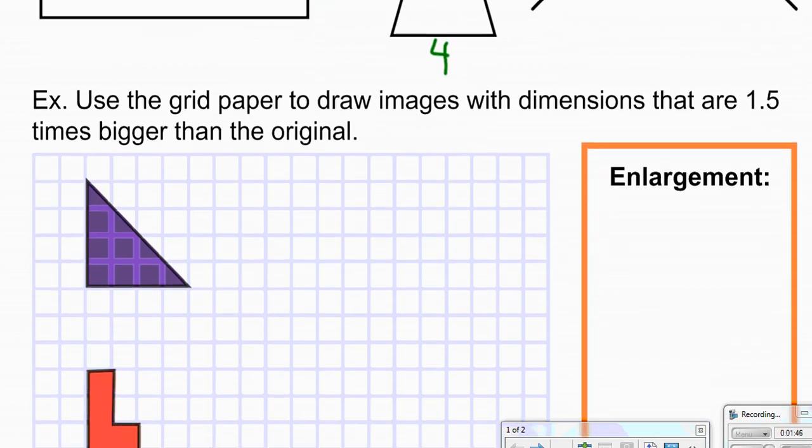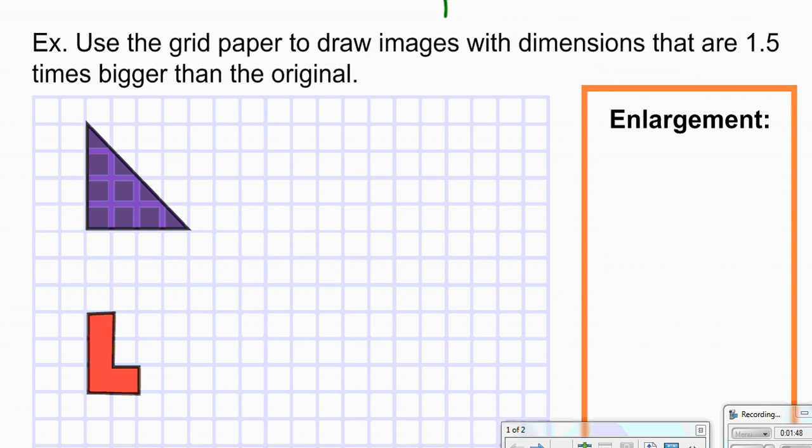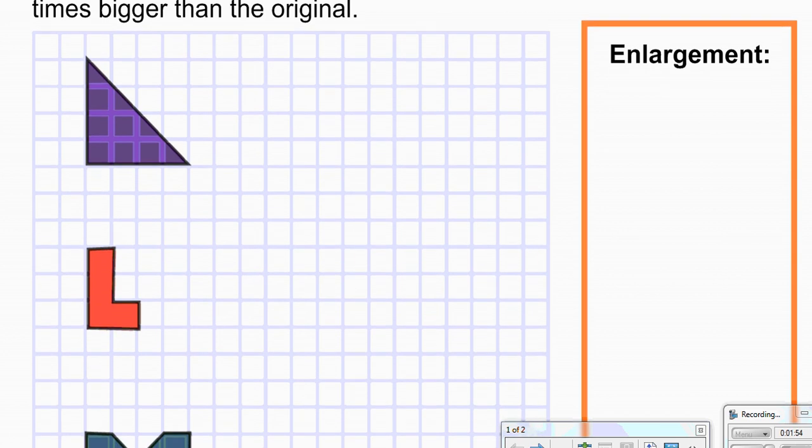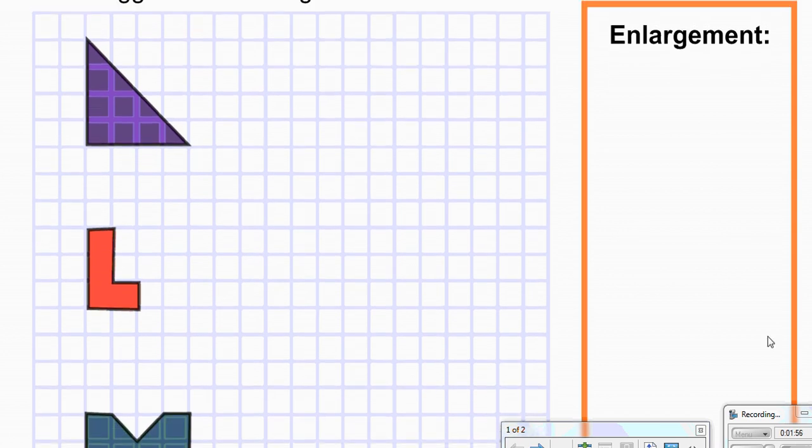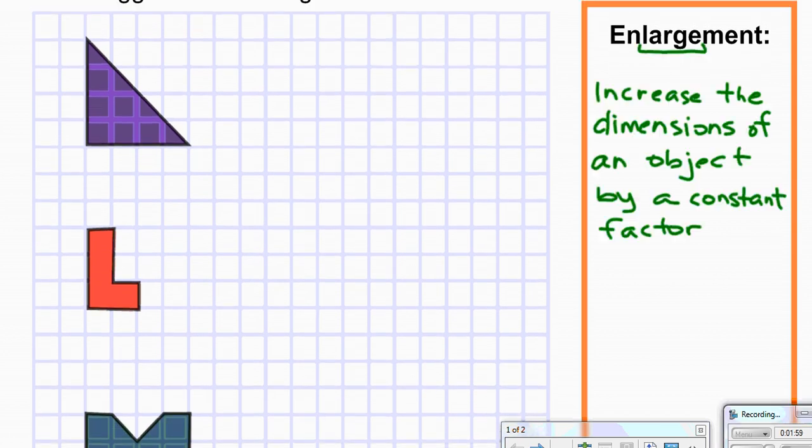All right, for your next example, you have a box with words in it. I would like you to take some time and figure out what is an enlargement and how would you describe an enlargement in your own words. So to make an enlargement is to make something larger. It has the word large in it. So you are making something larger or bigger. So an enlargement is when you increase the dimensions, so the length and the width or the base and the height or whatever you want to call it, of an object by a constant factor.